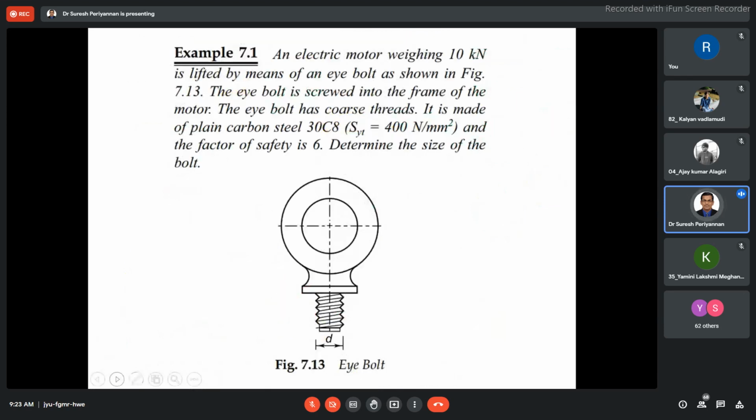Now I come to this simple problem. An eccentric electric motor weighing 10 kilonewton is lifted by means of the I bolt as shown in the figure. The I bolt is screwed into the frame of the motor. This is a single unit. The I bolt has coarse threads and is made of plain carbon steel 30C8, so the yield strength is 400 Newton per mm square, and the factor of safety is given. Determine the size of the bolt.